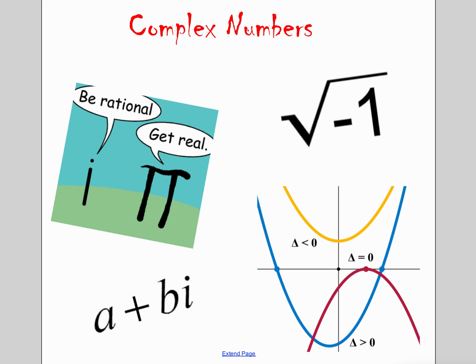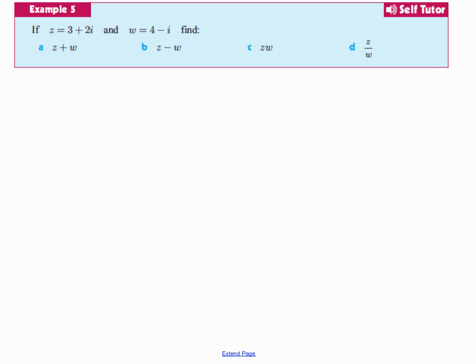What we are going to be doing is just working through several examples. We'll talk about proofs and specific rules in class. So, if I have two complex numbers, z equals 3 plus 2i and w equals 4 minus i, and I'm asked to find these things, this is very simple. We add the real parts and the imaginary parts. So 3 plus 4 gives me the 7, and 2i minus i is equal to plus i.